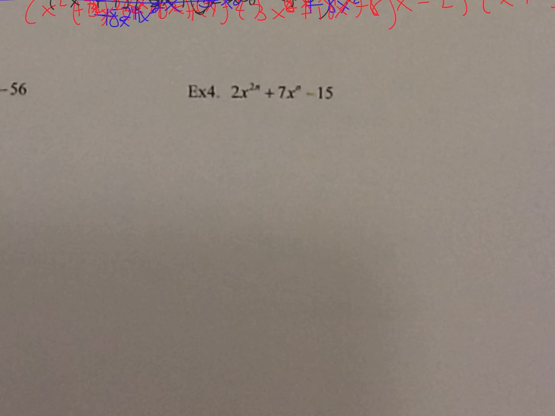Okay, so notice in this one I have 2x to the 2n plus 7x to the n minus 15. So notice these two terms both have an x to the n power. So you're going to write a let statement. Let x to the n equal y. Can't use x because you already have x in the problem. So we're going to change all the x to the n's to y. So it'll be 2y squared plus 7y minus 15.